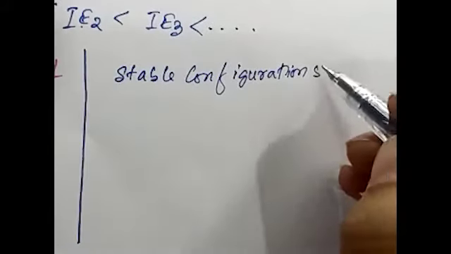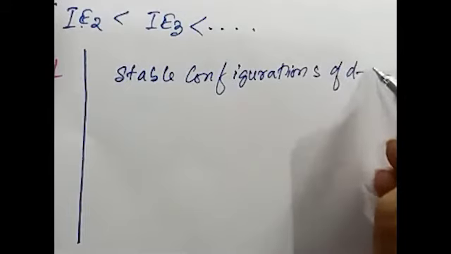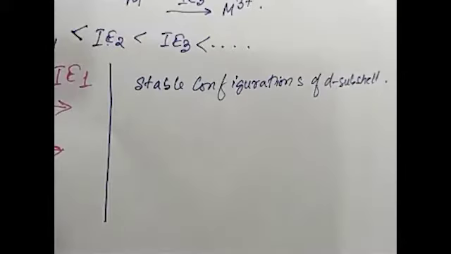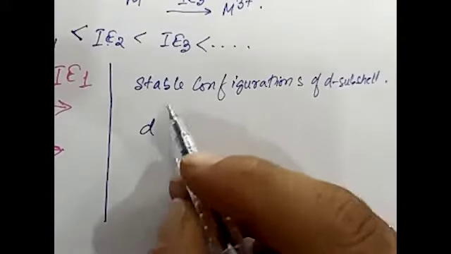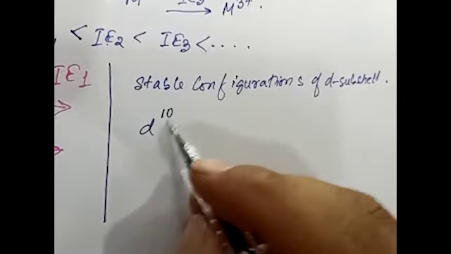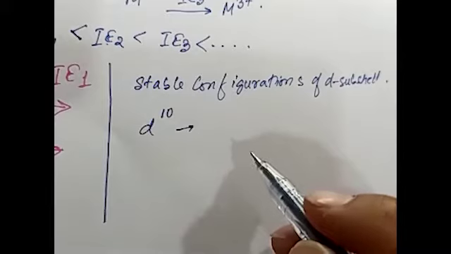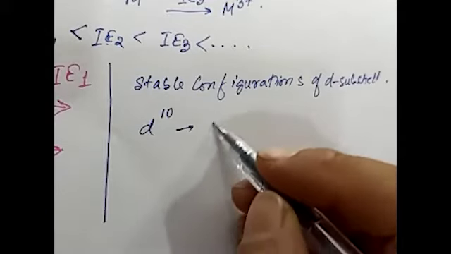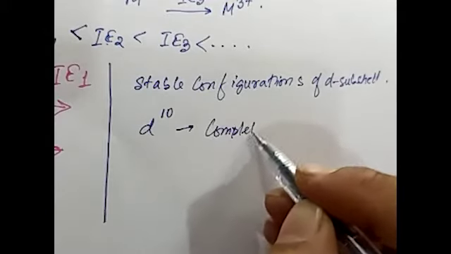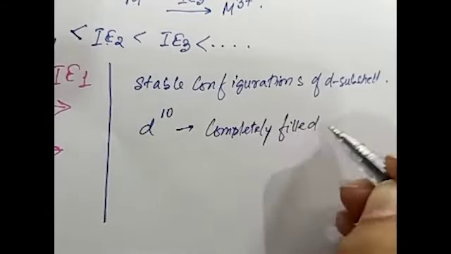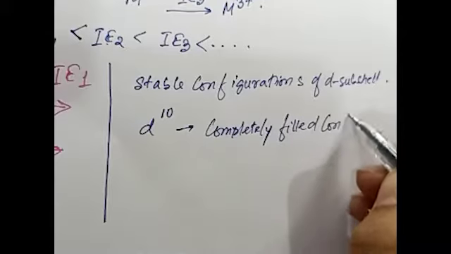of D block elements, of D block D subshells, okay. So stable configuration of D subshell are, the first is if it is D10, it is very stable. Why D10 is stable? Because it is completely filled configuration, completely filled configuration.